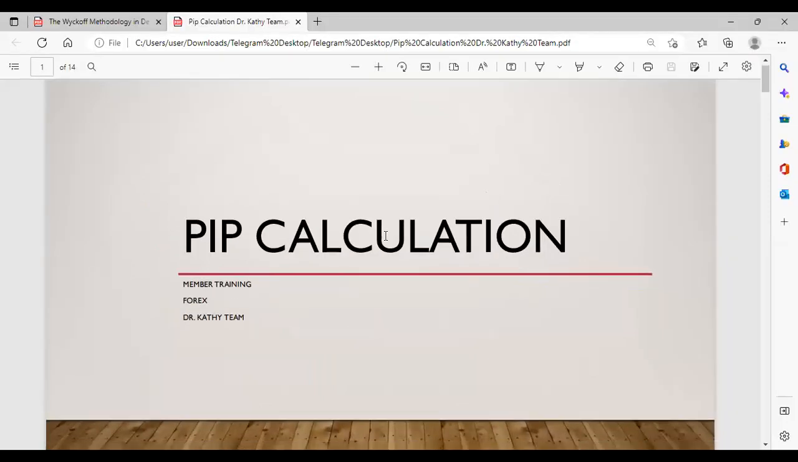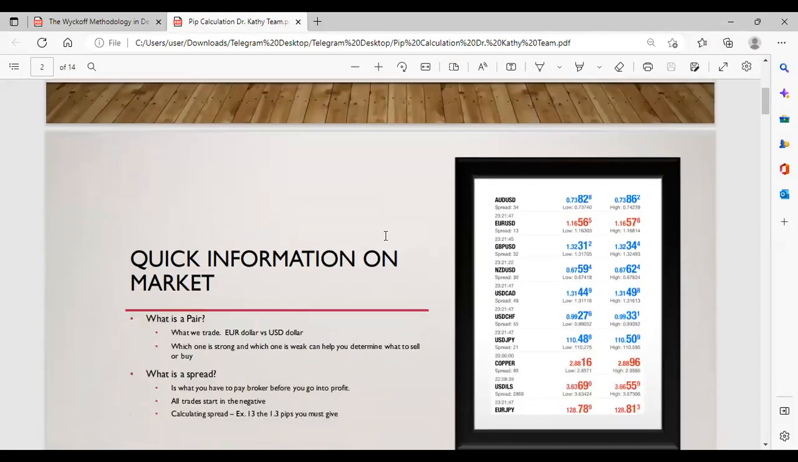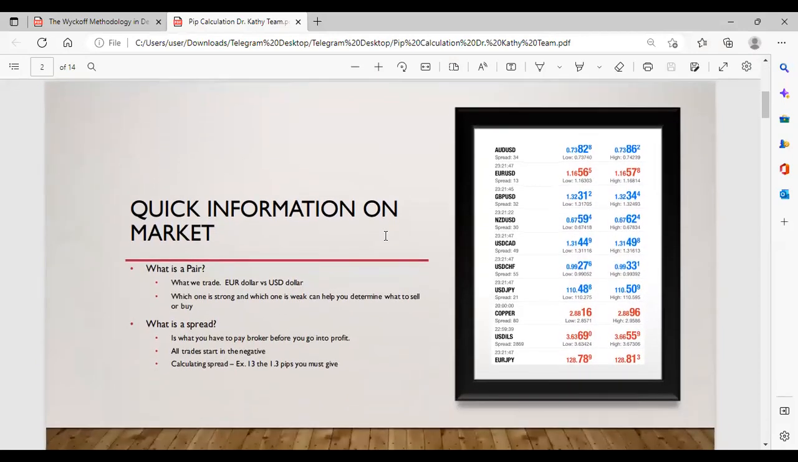So basically, the first part is quick information on the market. What is a pair? What do we trade? Euro versus US dollar, right? All these are called pairs. Knowing which one is strong and which one is weak can help you determine what to sell or buy.